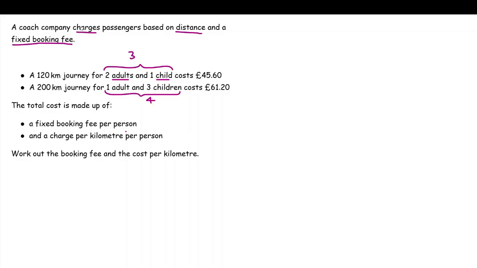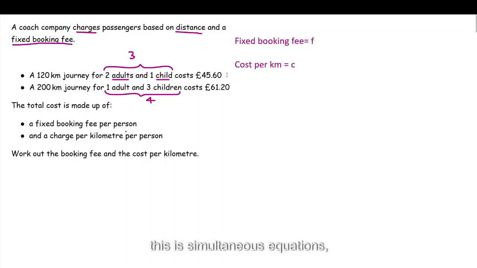Now, the fixed booking fee, let's call that lowercase f. And the cost per kilometer is the other parameter. Let's call that lowercase c. Now, this is simultaneous equations, as you may have guessed by now. Let's see how to do this one.